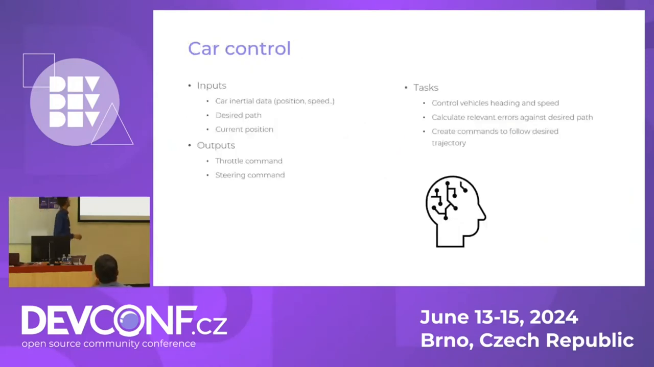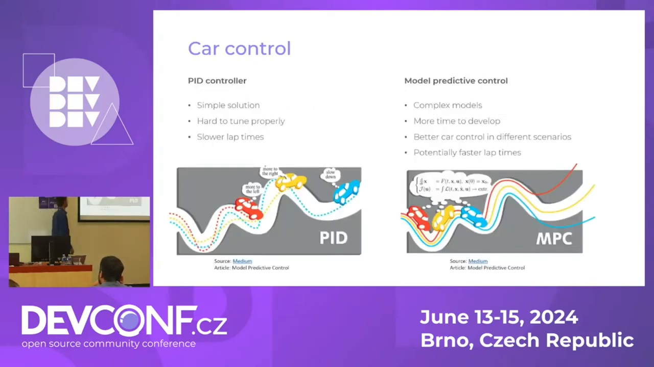So the next thing is car control. The main input is the path that we calculated, and the output of the car controller is a steering command and a throttle command. So the car controller drives the car to the desired path that we want. There are two main approaches. First are PID controllers, which are simple, as you can see on this image. It's basically telling the car to go more left, more right, and it steers the car to the desired path.